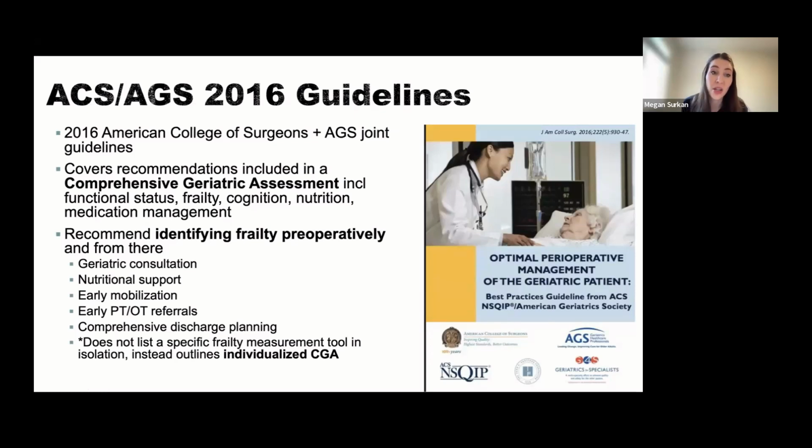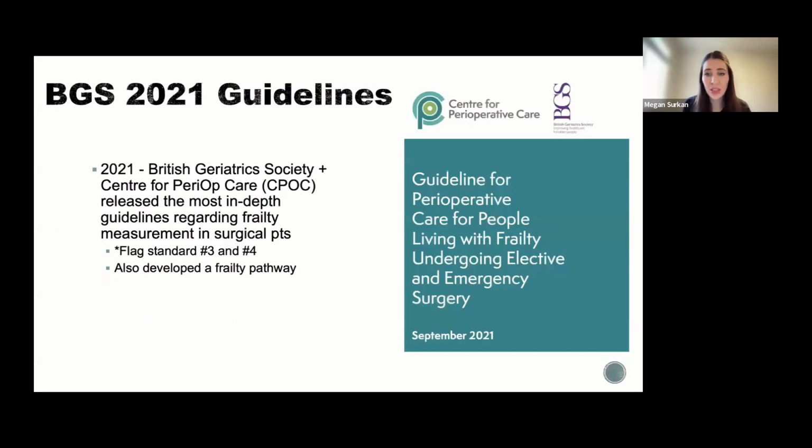So starting with the American Geriatrics Society, joint with the American College of Surgeons guidelines, the most recent ones were in 2016, and essentially what they recommend is a comprehensive geriatric assessment. They recommend measuring nutritional status, functional status, frailty, cognition, and polypharmacy. And if we identify these frailty components, they talk about things like a CGA or geriatrician consult, nutritional support, early mobilization planned to be in place postoperatively, early allied health referrals, and comprehensive discharge planning. It doesn't give us a specific tool to measure frailty, but they do outline that this is very individualized, which is what a CGA does.